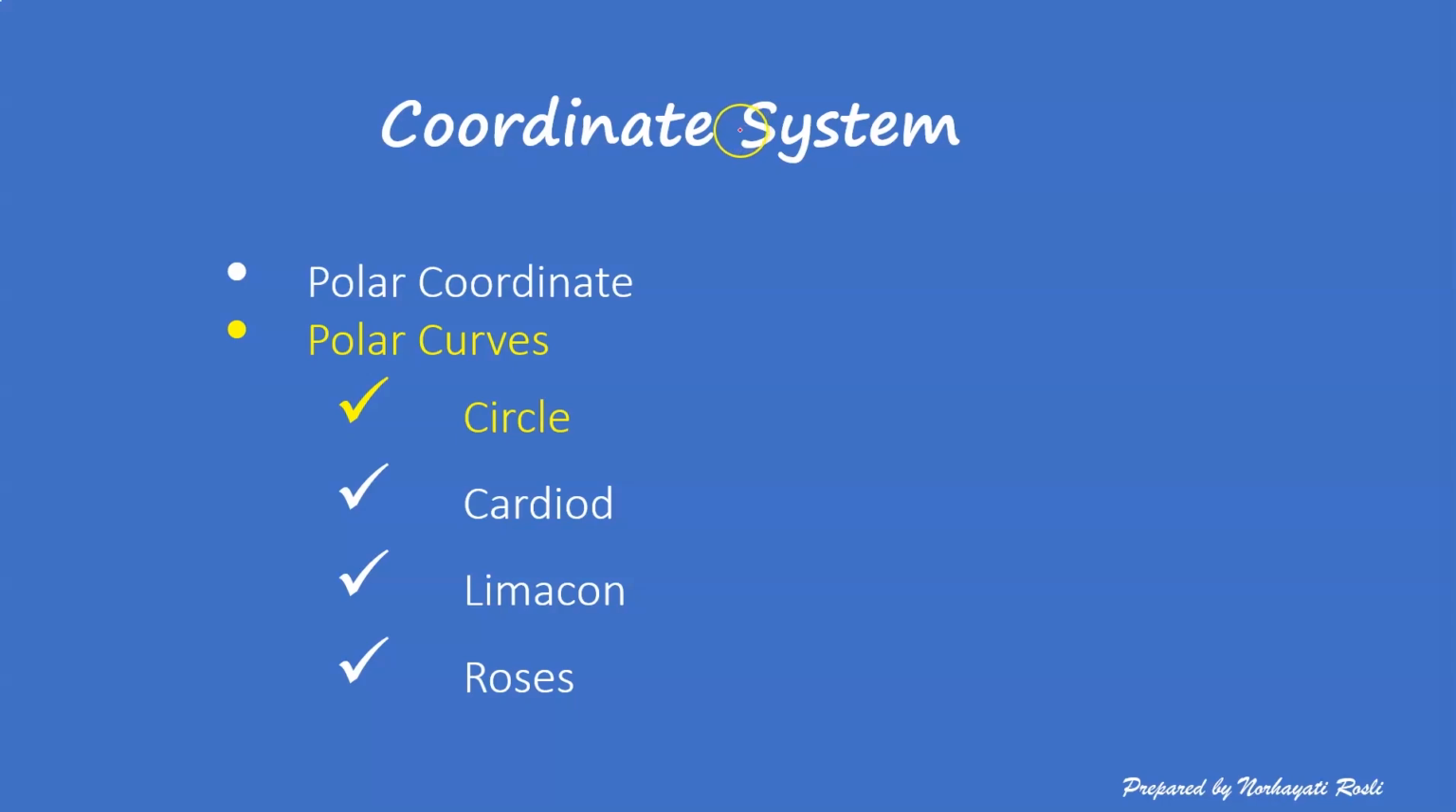Now we are in week 9 part 1b video. We're still under chapter 3, which is coordinate system, but we want to go to a more interesting topic, which is plotting polar curves. The first shape that we want to plot here is a circle. Next, we go to the cardioid, limaçon, and rose.